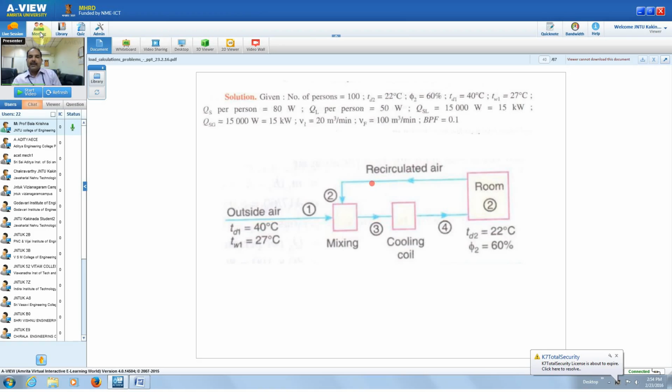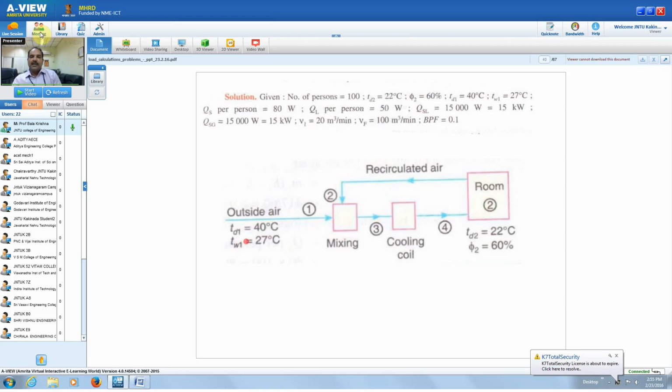That is maybe 2/3 of the recirculated air, and these two are mixing in the cooling coil. From the cooling coil, this enters the conditioned space. This temperature is 22 and the relative humidity is 60%. See, this temperature and this relative humidity are human comfort conditions.